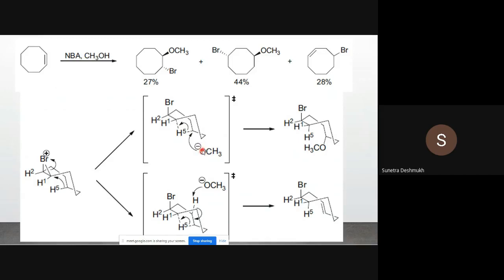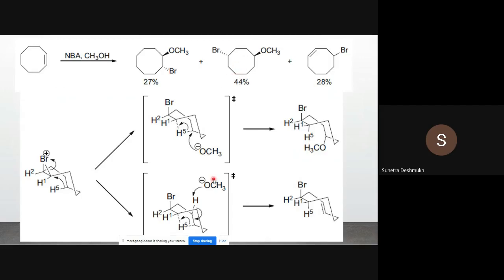So in this product formation, they have shown methoxide attacking at the fifth position. The fifth position hydrogen shifts with its lone pair to the first position. In this way we got this product, with bromo and methoxide at the 1,4 position.